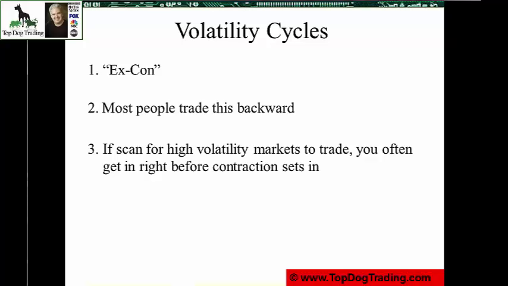So in practical terms, one of the mistakes people make is they will use a scanner and scan for high volatility markets to trade. The problem is that by the time a scanner accumulates enough data for it to show up and mathematically trigger as a high volatility market, it could be very close to the time when that cycle of high volatility is about to end, and the next cycle of low volatility or contraction is about to kick in.